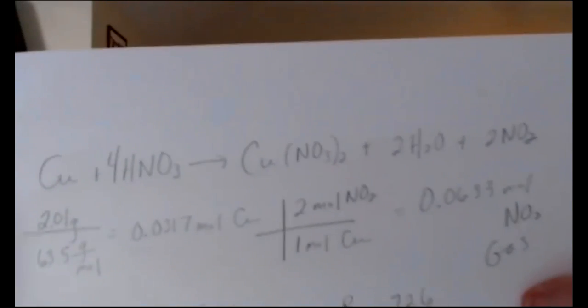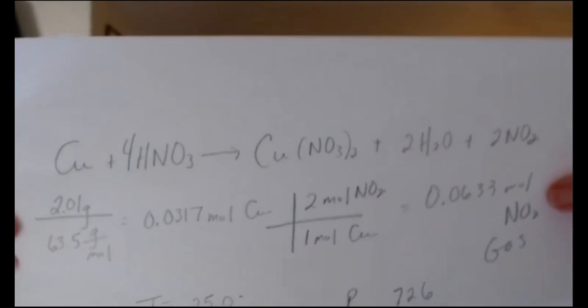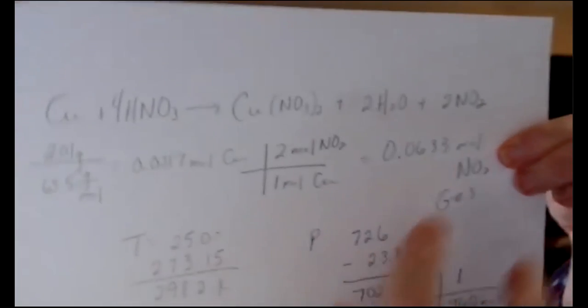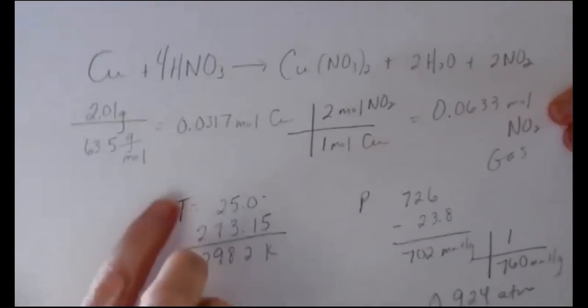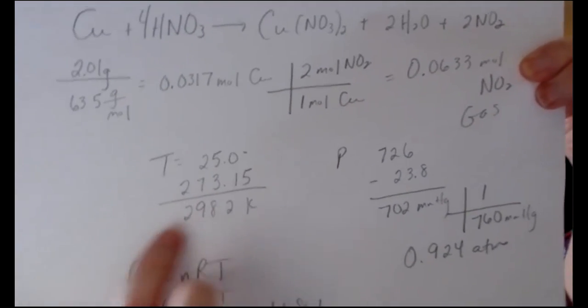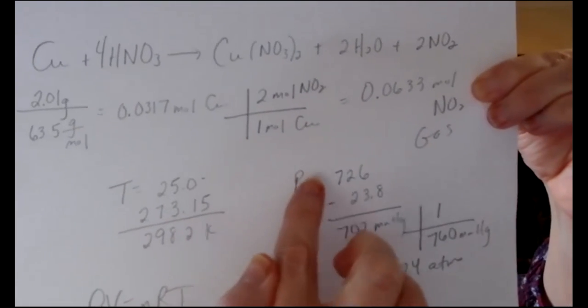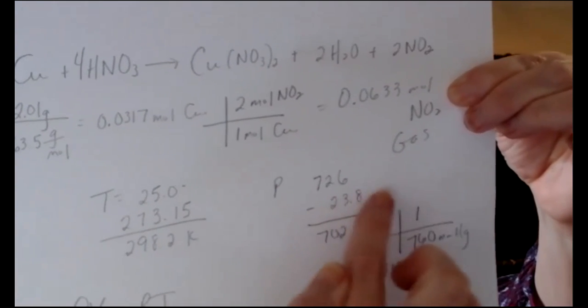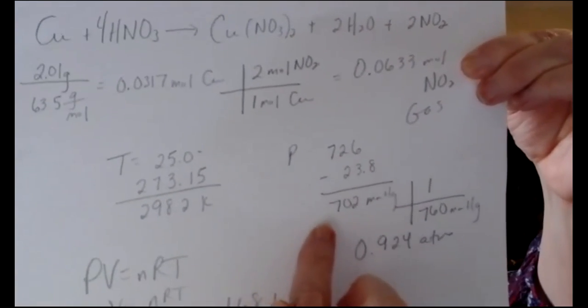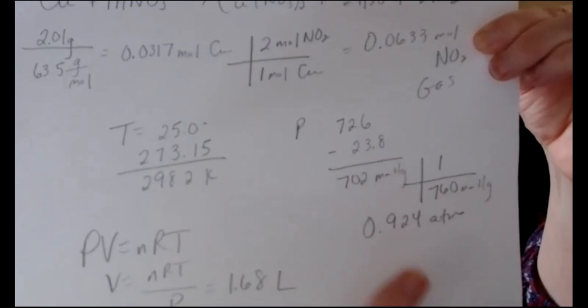Okay, here we go. So this step here was to get the moles of the gas. That's your N. This step was to convert your temperature to Kelvin. That's your T. This step was to take your barometric pressure minus your water vapor pressure, convert that to ATM.